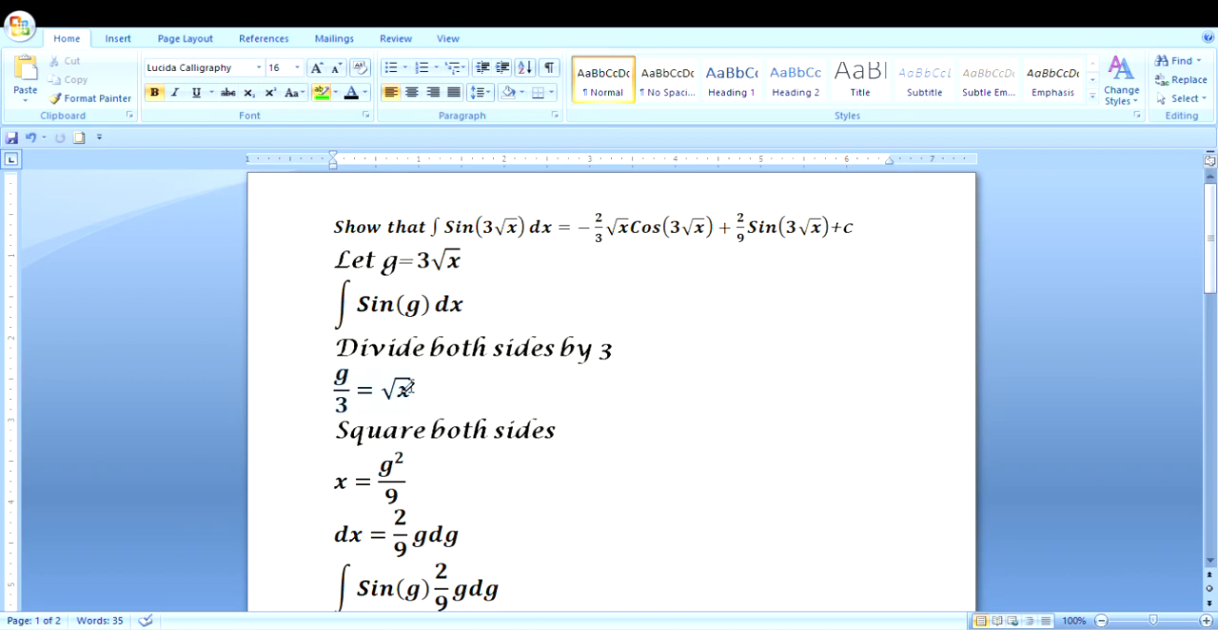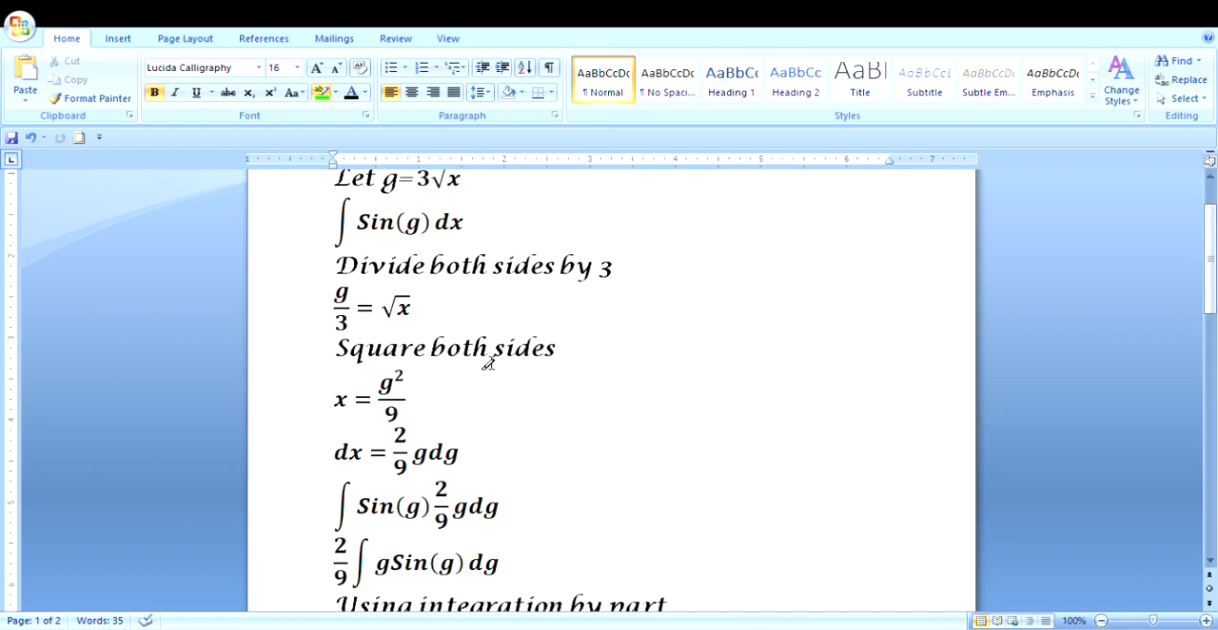This becomes g over 3 is equal to root x. To remove the square root, we square both sides, and x is equal to g squared over 9. Then to obtain dx, because here we are seeing g, we need an expression that will get rid of the x. So dx is equal to 2 over 9 g dg. If we differentiate g squared, it gives us 2g, and 2 times 1 over 9 becomes 2 over 9 g dg.